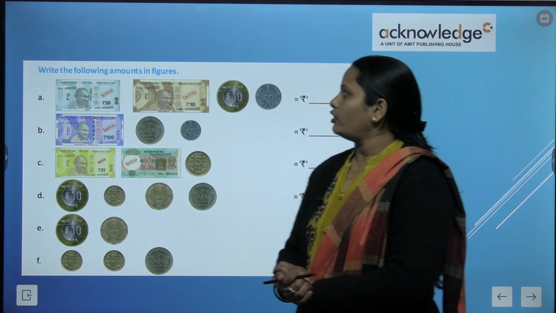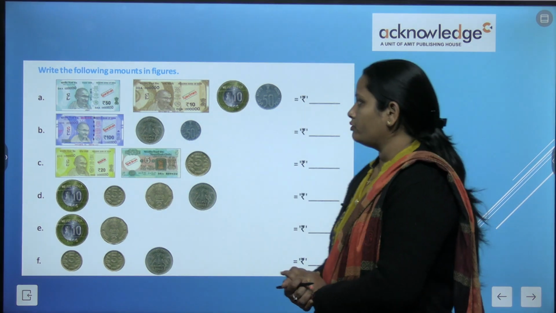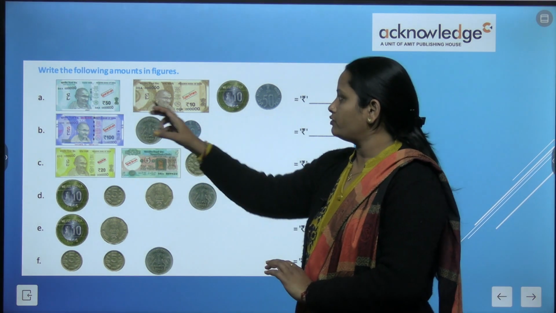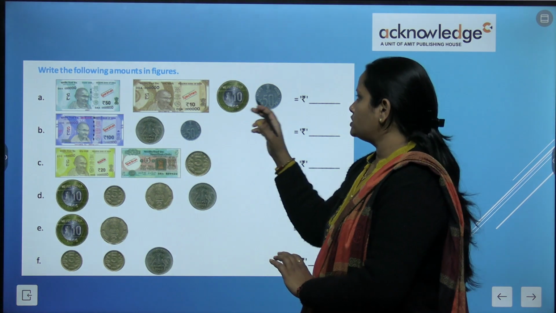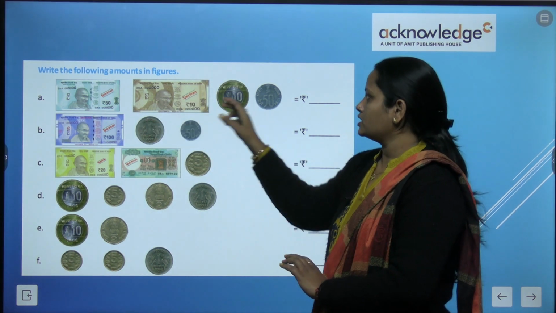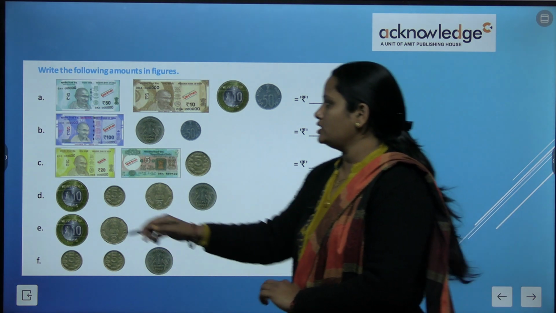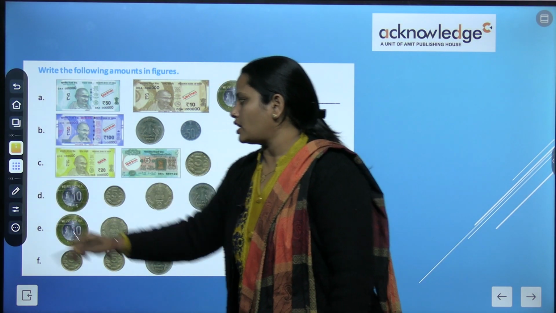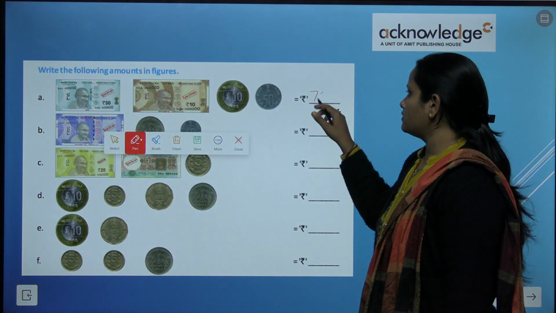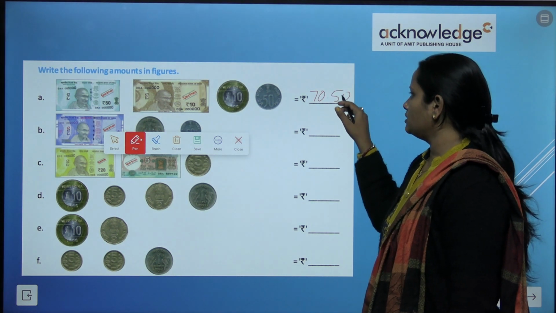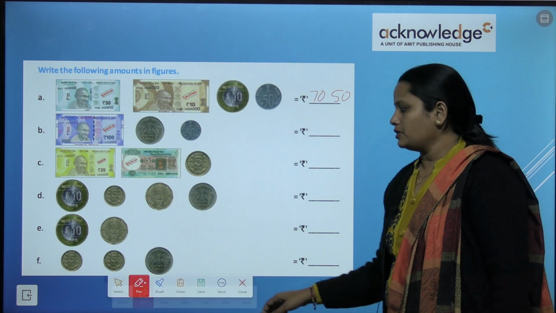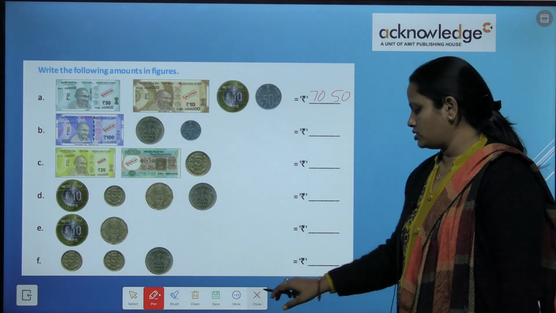Here we have to write the following amounts in figure. In amounts को हमें figure में लिखना है. So here you can see 50 plus 10 plus 10. So 50, 60, 70. 70 rupees, 50 paisa. So it is written as 70 rupees and 50 paisa. Similarly, you have to do the rest questions.